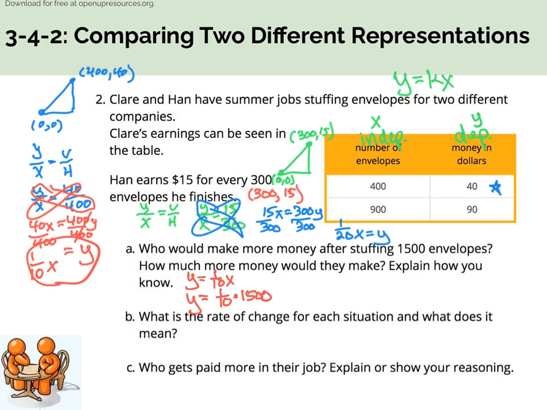So 1,500 times 1 over 10. And then her amount is going to be $150. Let's go ahead and do Han. And Han, his is in blue. So we have y equals 1 over 20x. Put in the 1,500, and they are multiplying. And stick it in your calculator. Press enter. And he is going to make $75. So who makes more? So Claire makes more.